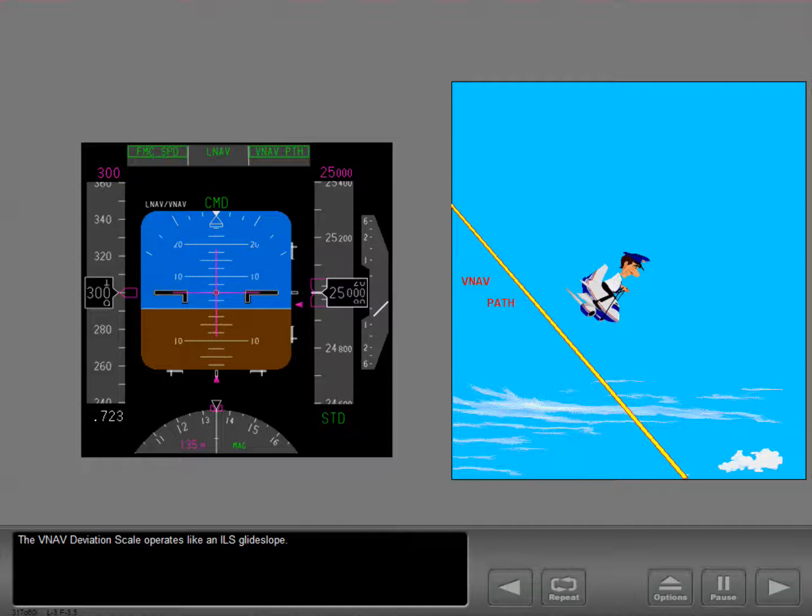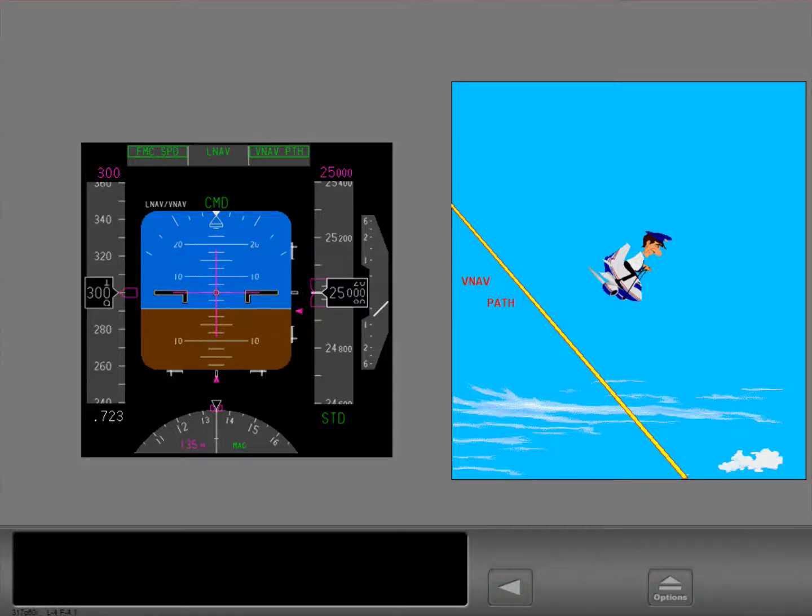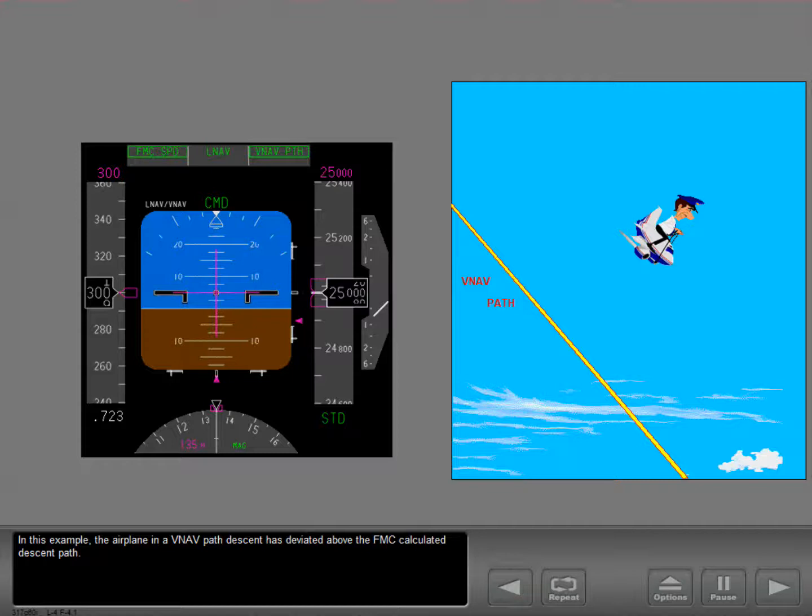The VNAV deviation scale operates like an ILS glide slope. As the airplane flies further above or below the programmed descent path, the deviation indicator moves accordingly on the scale to indicate the deviation. In this example, the airplane in a VNAV path descent has deviated above the FMC calculated descent path.